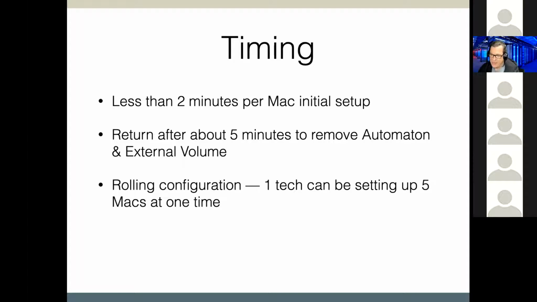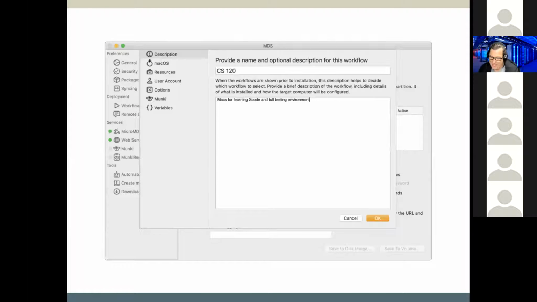It turns out it's not just a few seconds, because you've got to do things like unboxing the Mac and sipping your coffee and considering things. On average, it takes about 2 minutes per Mac for the initial setup. Then you return after about 5 minutes, because that's how long it takes the installer to copy over the resources. And then you unplug it, move on to the next one. So we recommend not buying 200 automatons from us, but 3 to 5 per technician. And that kind of optimizes your workflow.